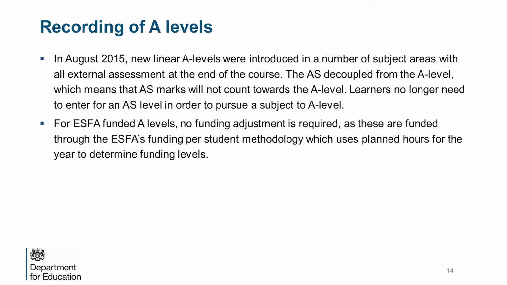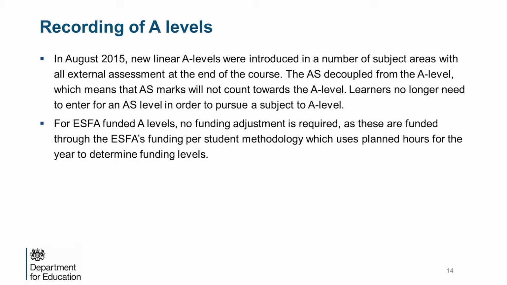Learners do not need to enter for an AS level in order to pursue a subject to A level. Where a learner is studying towards an A level and is not intending to sit the AS level, the school should record the A level in the first year, with the learning aim planned end date reflecting the planned 2-year duration.